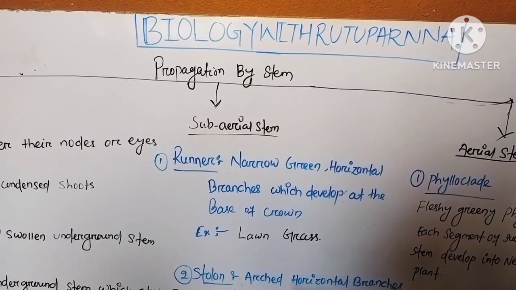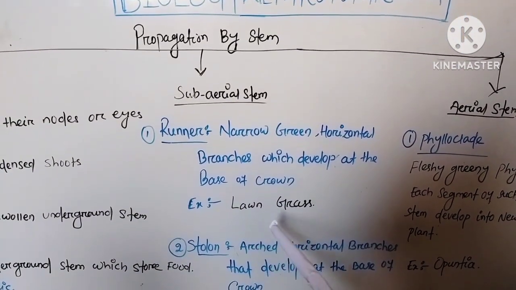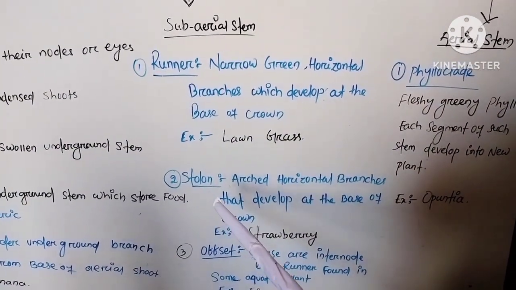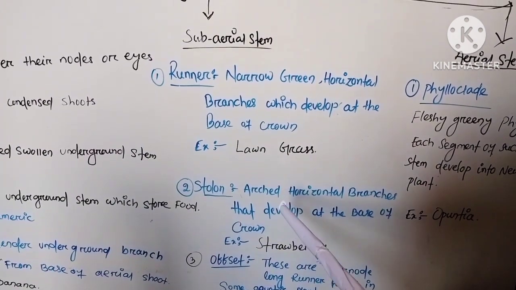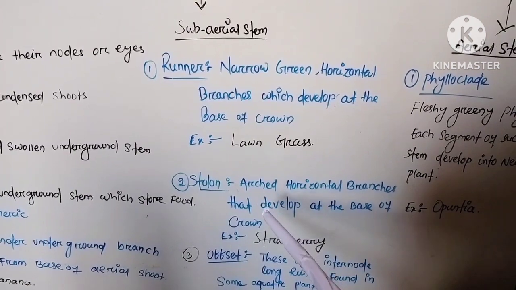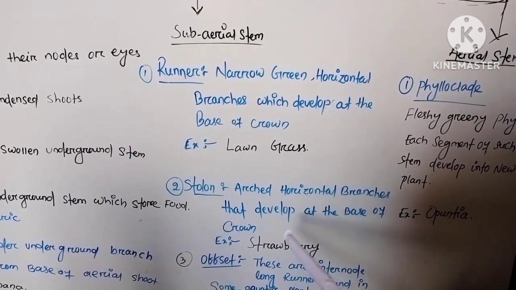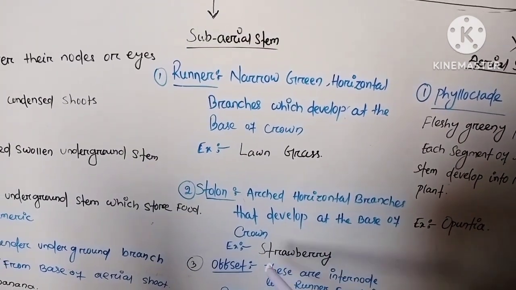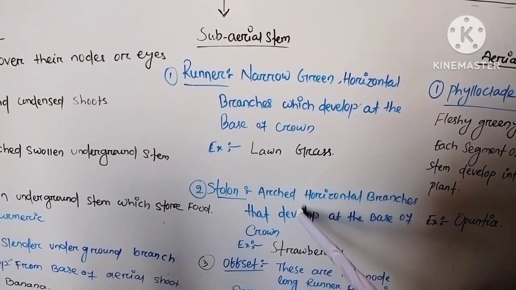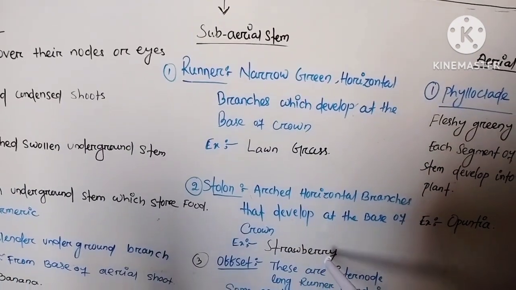When they grow at the base of the crown, then it is known as the runner. Examples are lawn grasses. Second, that is the stolon. Stolon is a subaerial stem that can be found just above the soil surface, and these are the arched horizontal branches that develop at the base of the crown. If a stolon develops at the crown base, that is known as in the strawberry.